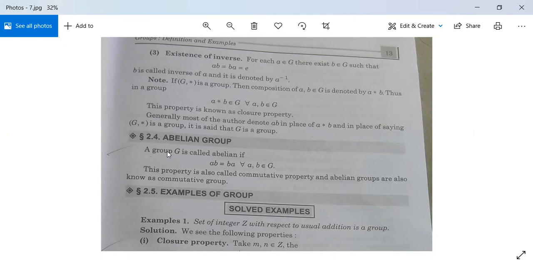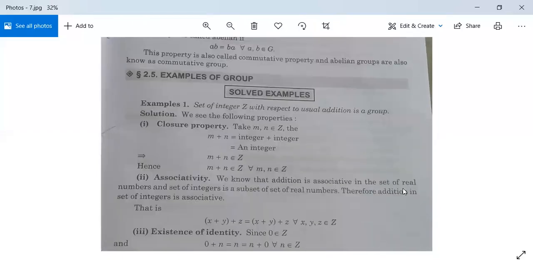Next, Abelian group. A group G is called Abelian if AB is equal to BA for all A, B in G. Means A star B is equal to B star A अगर है for all A, B in G, then G is called an Abelian group. This property is also called commutative property, and Abelian groups are also known as commutative groups. Sometimes we call Abelian groups as commutative groups. अब कुछ examples देख लेते हैं. Examples of group देखो.